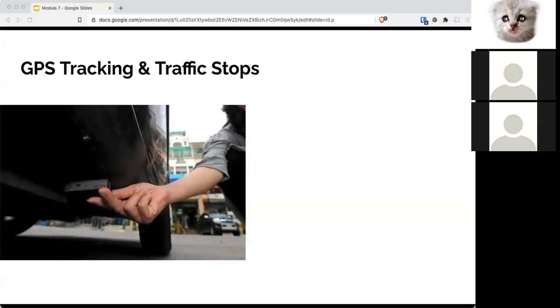Here's another quote that I found interesting from U.S. versus McIver. The undercarriage is part of a car's exterior, and as such, is not afforded a reasonable expectation of privacy. Now, I found those to be interesting.